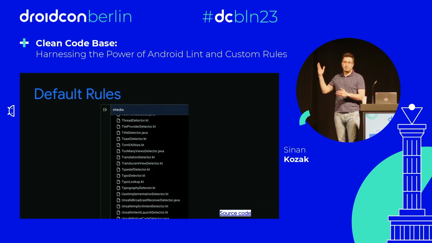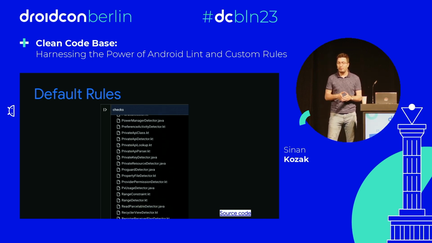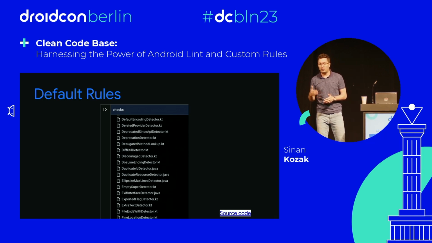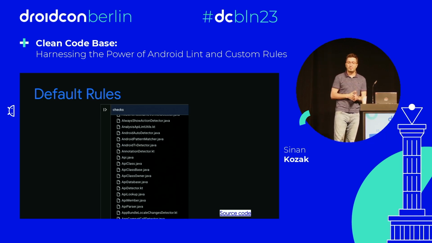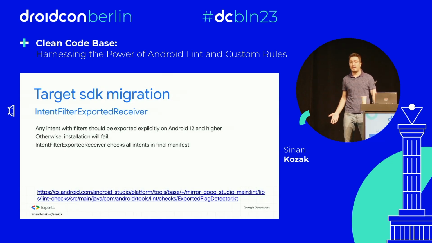So when you enable lint integration and start checking lints on your CI builds, you already start getting all of those lints by default. And I would like to show you some of them. For example, they can help you with the target SDK migration.